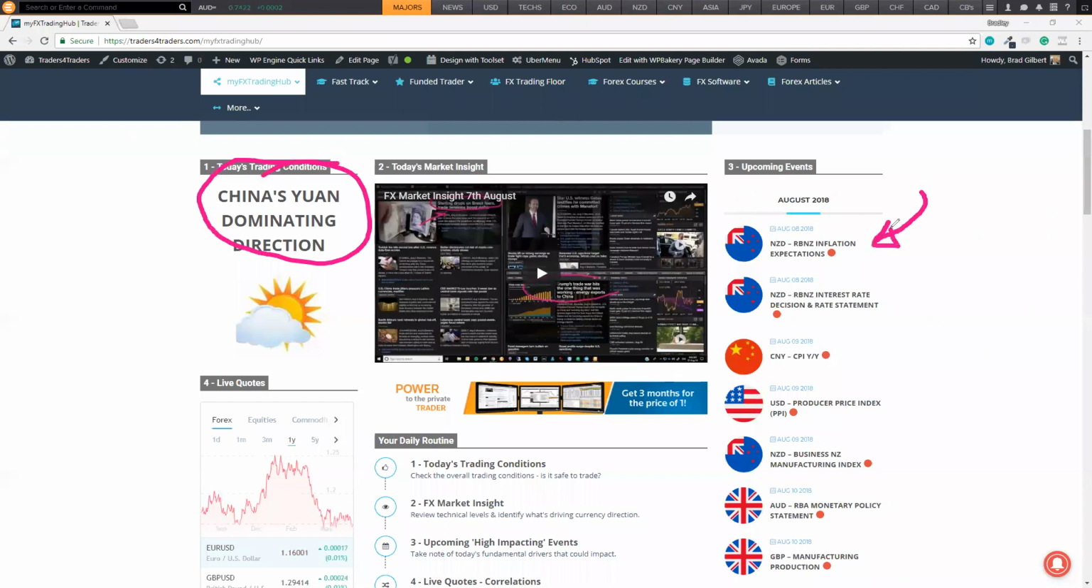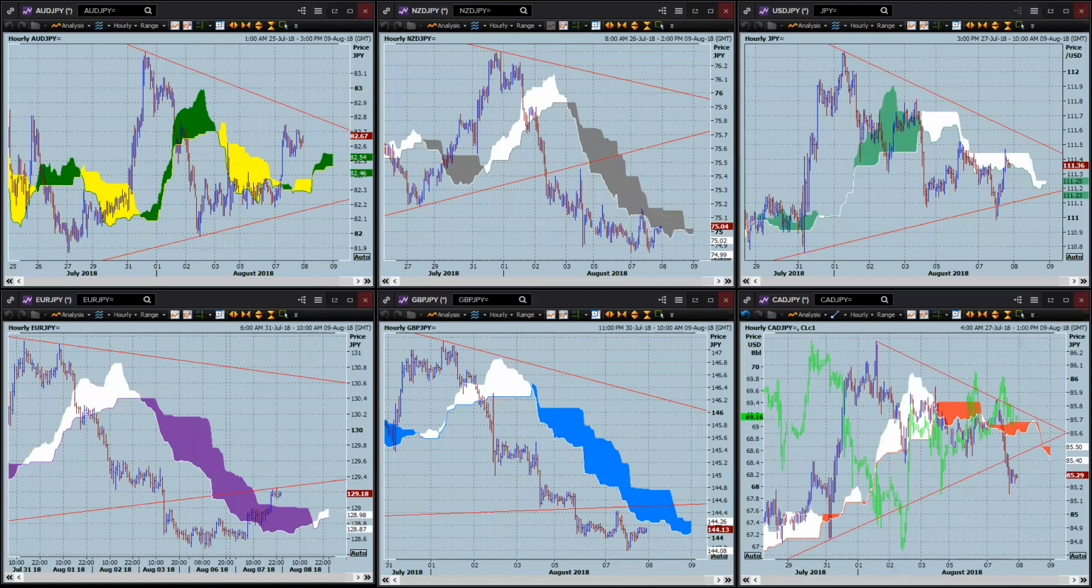There's not much to do here except have a look at the RBNZ inflation expectations. As I said, a bit of a precursor for tomorrow's RBNZ. And if anything, make sure you do have up the offshore yuan. Obviously, that is the major pair to look at. And if you want to have a quick look over at the yen crosses, this is where you can start to piece together what the hell's going on.